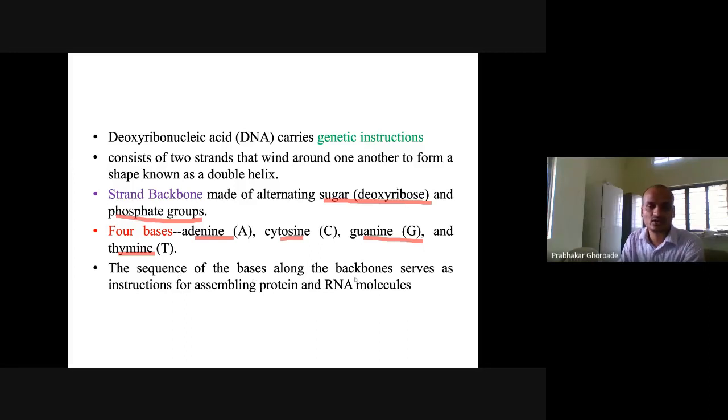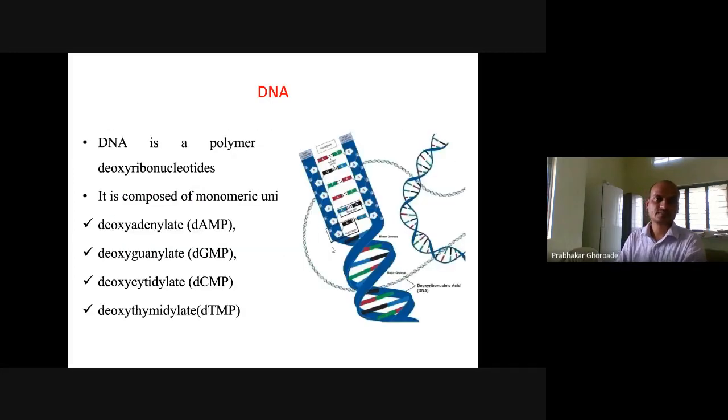The sequence of bases along the backbone serves as an instruction for assembling proteins and RNA molecules. As we know, we have the central dogma: DNA making RNA, RNA making protein. So how is a protein made? For example, the hexokinase enzyme. How is it made? We have a particular sequence for hexokinase. The DNA sequence will be transcribed into RNA, and that RNA will be translated into the protein molecule. So that is why the sequence of bases is important, and they serve as backbone instructions.